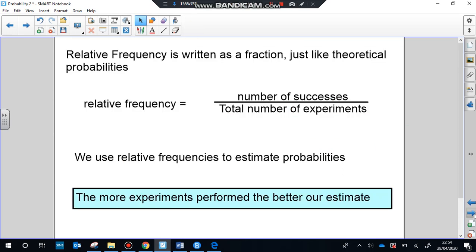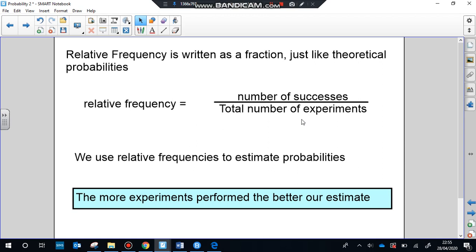So we've talked about relative frequency. So relative frequency is written as a fraction, just like we did with theoretical probabilities. And relative frequency is the number of successes over the total number of experiments. So one of the experiments you might have done yesterday is the drawing pin experiment. And if you were looking for the relative frequency for pins up, you'd do the number of times you got pins up out of the total number of times you dropped the pin. Or if you were doing the biased dice one, you do the total number of sixes out of the total numbers you've thrown the dice.